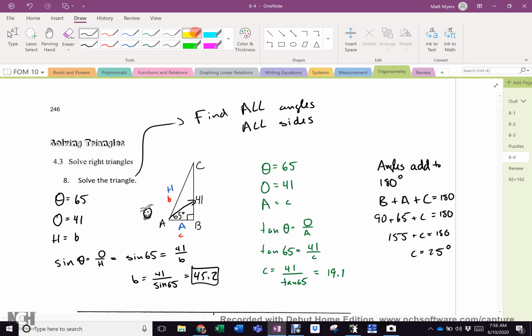Now, of course, the smart ones are seeing, hey, that's always 90, so I don't really need to care about that, right? I know that A plus C had to equal 90, so I can just use those two. Okay, so go practice some trig.